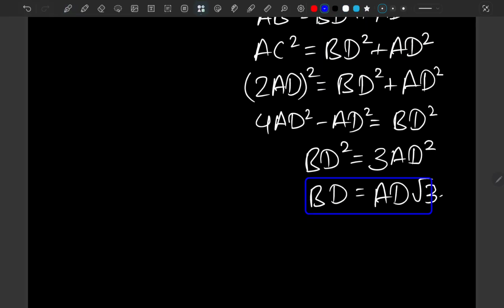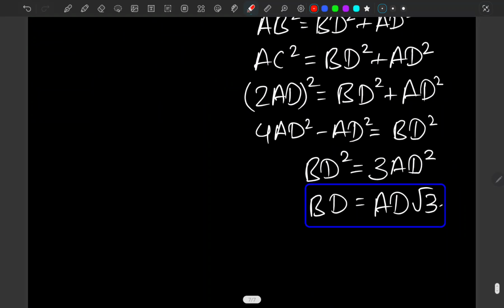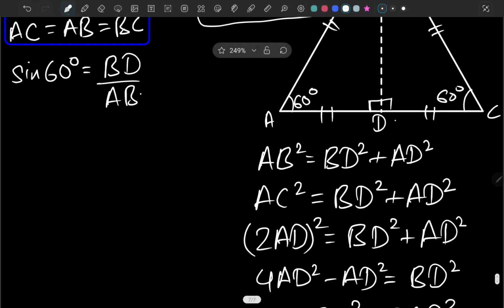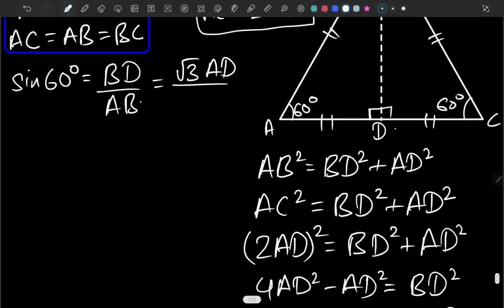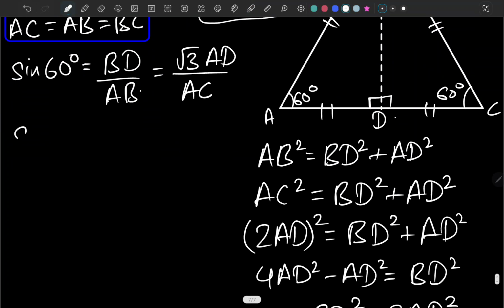Okay, right? So that was the relation between this side and these sides, these two sides. We have BD equals AD root 3. So in this equation, sine 60 degrees is root 3 AD over AB, right? And AB can be written as AC here, from this equation. So sine 60 degrees is root 3 AD over AC.